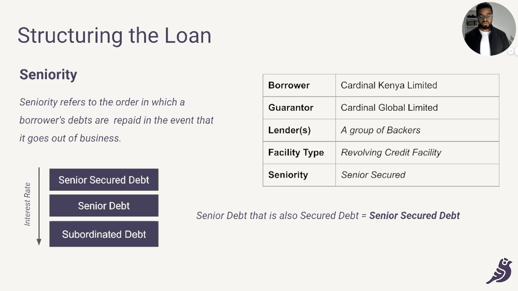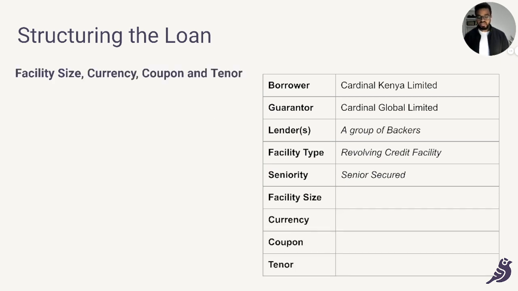And this is often regarded as the most senior and least risky type of debt to hold in a company. This is generally the type of debt we like to hold, especially in emerging markets that tend to carry higher risk. Next, we'll talk about the facility size, the currency, the coupon, and the tenor.